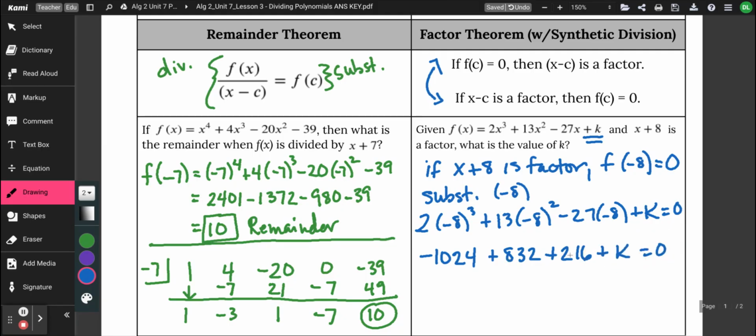If I combine all my like terms, I get 24 plus k equals 0. So k equals negative 24. That would be the value of k in order to make that a true statement.